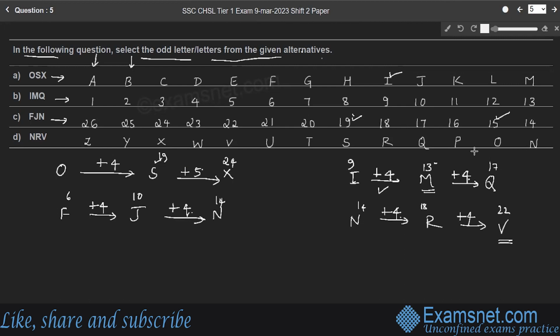Therefore, out of the 4, the first one is the odd one here, in which the number 5 is added to the second letter to get the third one. In the remaining options, the number 4 is added in each case to get the next letter. Therefore, option A is the odd one.